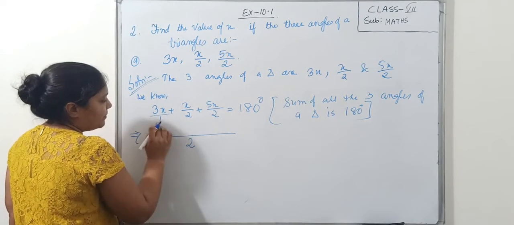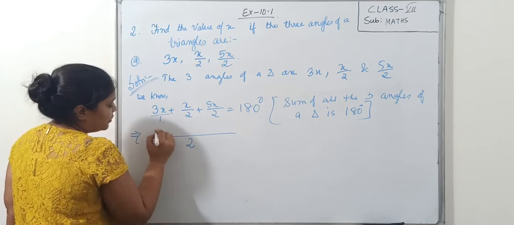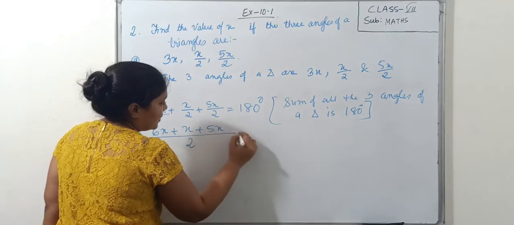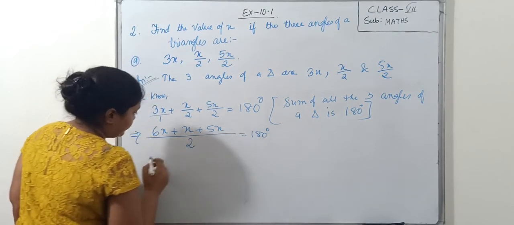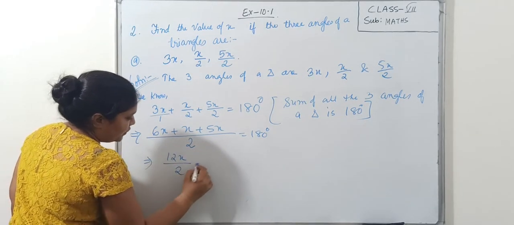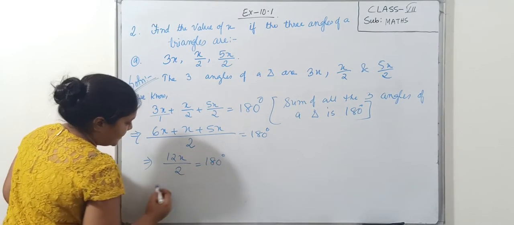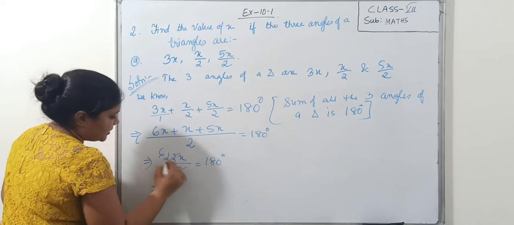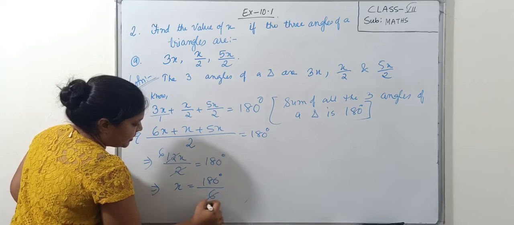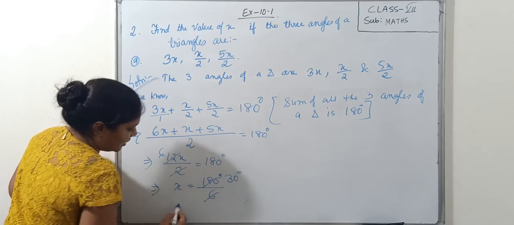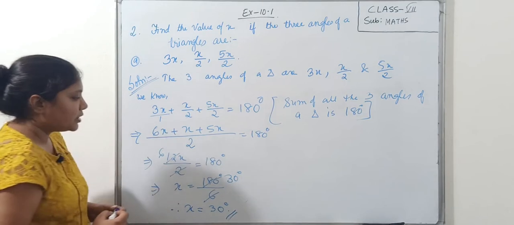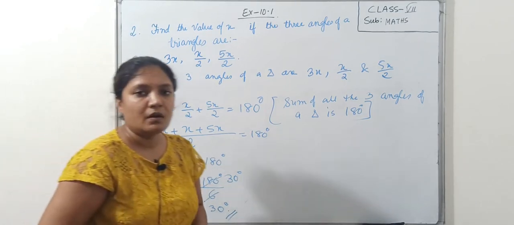I took the LCM. Now 1, 2, 2 3s are 6x plus x plus 5x equals to 180 degree. Now you add them. 12x by 2 equals to 180 degree. I can cancel this. 6x, x equals to 180 degree by 6 equals to 30 degree. Therefore x equals to how much? 30 degree. Right students? You can try other questions also.